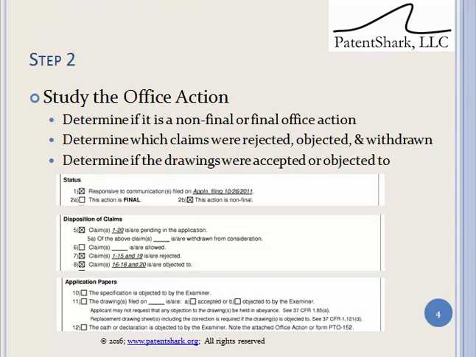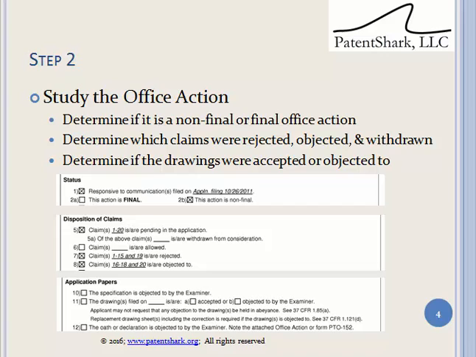In step 2 of this module, let's briefly look at the second page of the office action. This page provides us with some important information. First, it gives us the status of the office action. In other words, this is a non-final office action, as opposed to, say, a final office action.